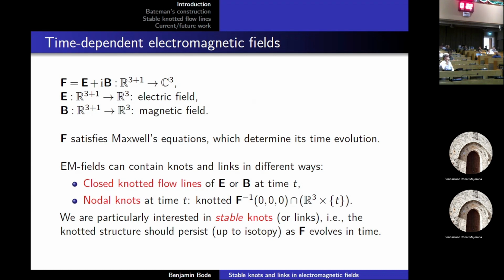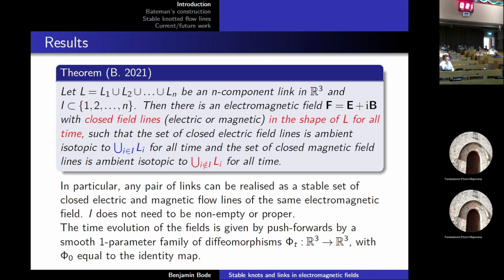What I'm interested in are stable knots. So I don't want to have a knot just in one moment in time. I want to have a knot for all moments in time, such that when you look at the time evolution of these links, they are allowed to move around in space, grow or shrink, but they should always have the same link type. And the main result is that you can do this for any link.